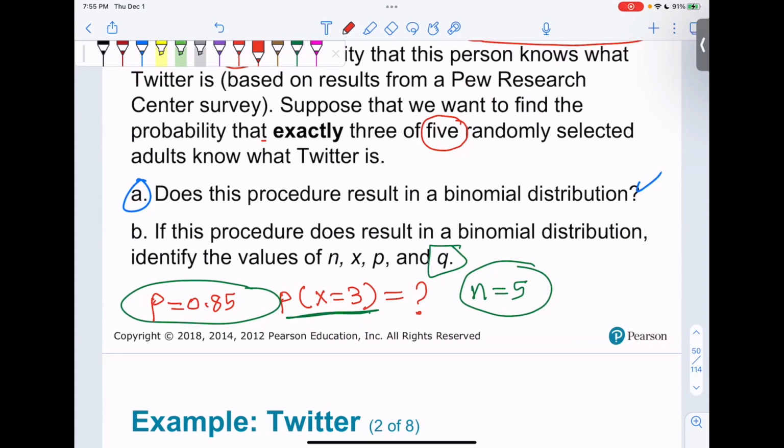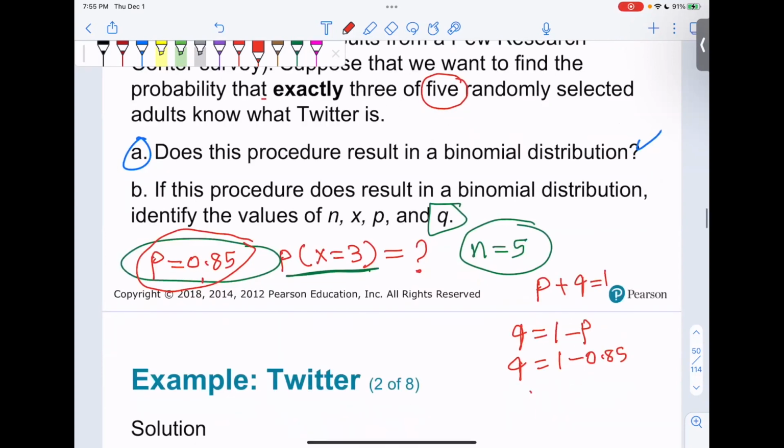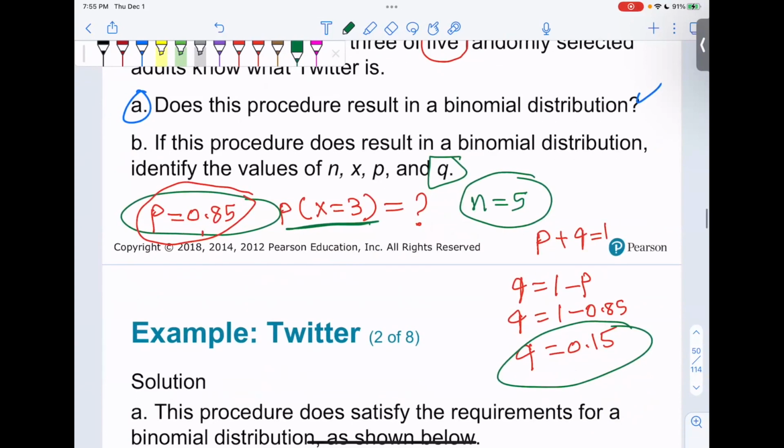B, the probability of success, and the probability of failure must be numerical, right? And we did say probability means it must be between 0 and 1. So this is the probability of success. And we did say P plus Q equals 1. So now Q will equal 1 minus P, so Q equals 1 minus 0.85. Then the probability of failure will be 0.15. So those are the values they are asking for, right?